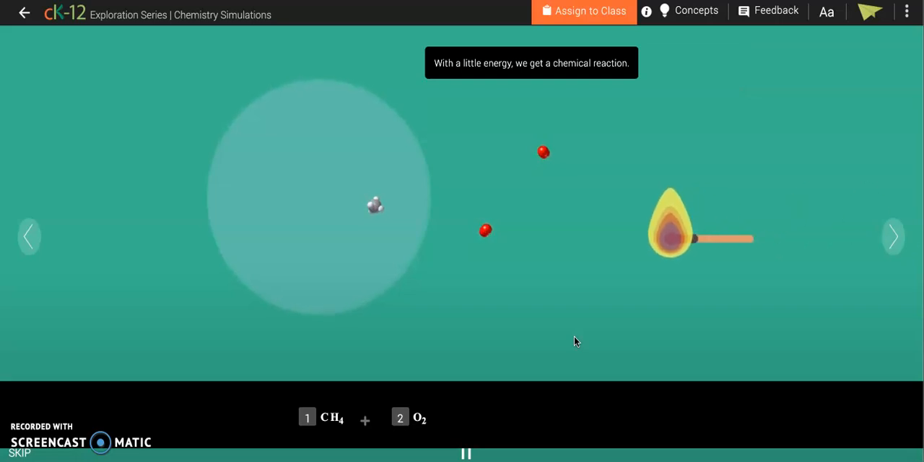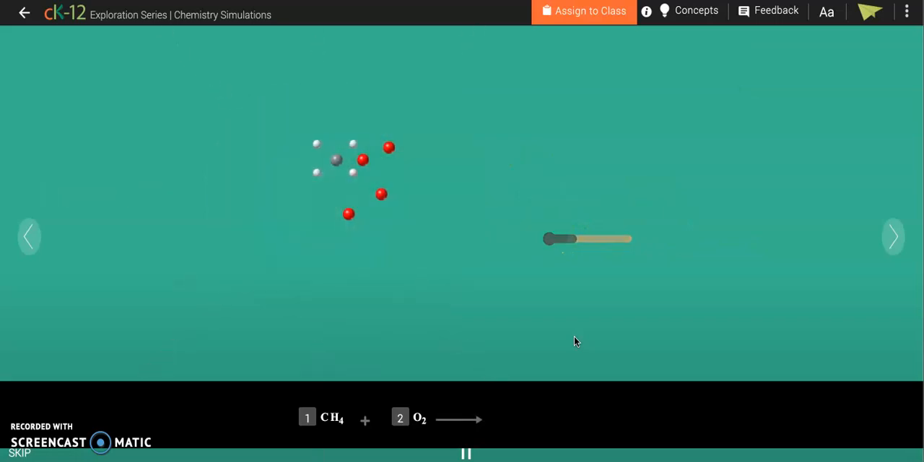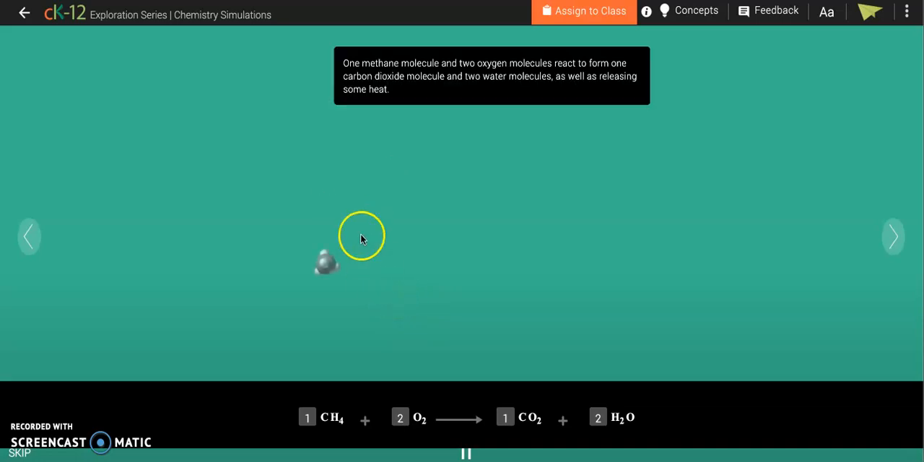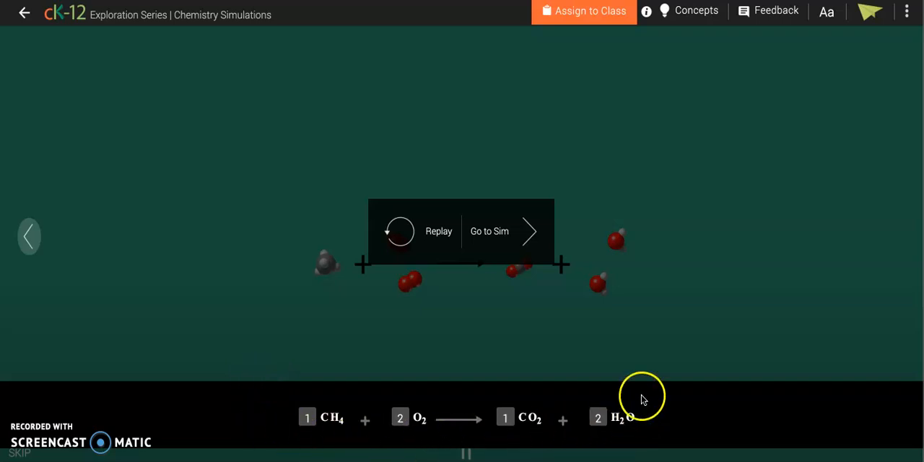With a little energy, we get a chemical reaction. In a chemical reaction, atoms rearrange themselves to form a new substance or substances. Watch and see. One methane molecule and two oxygen molecules react to form one carbon dioxide molecule and two water molecules, as well as releasing some heat. Down here, you can see our equation to our chemical reaction.